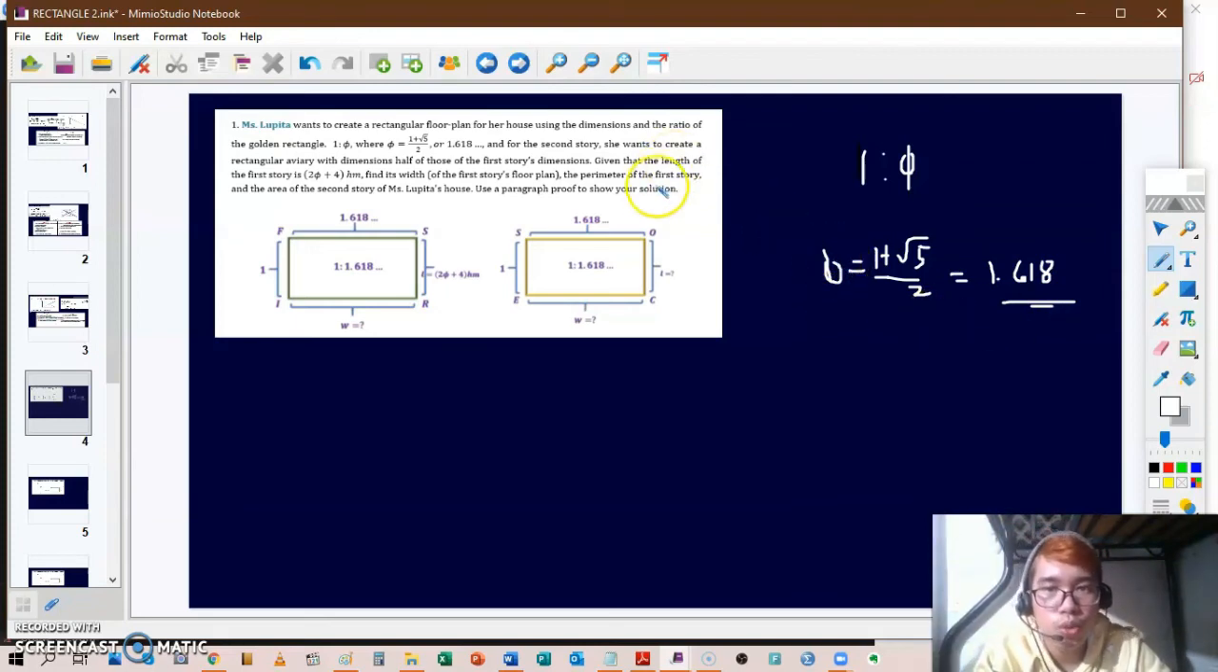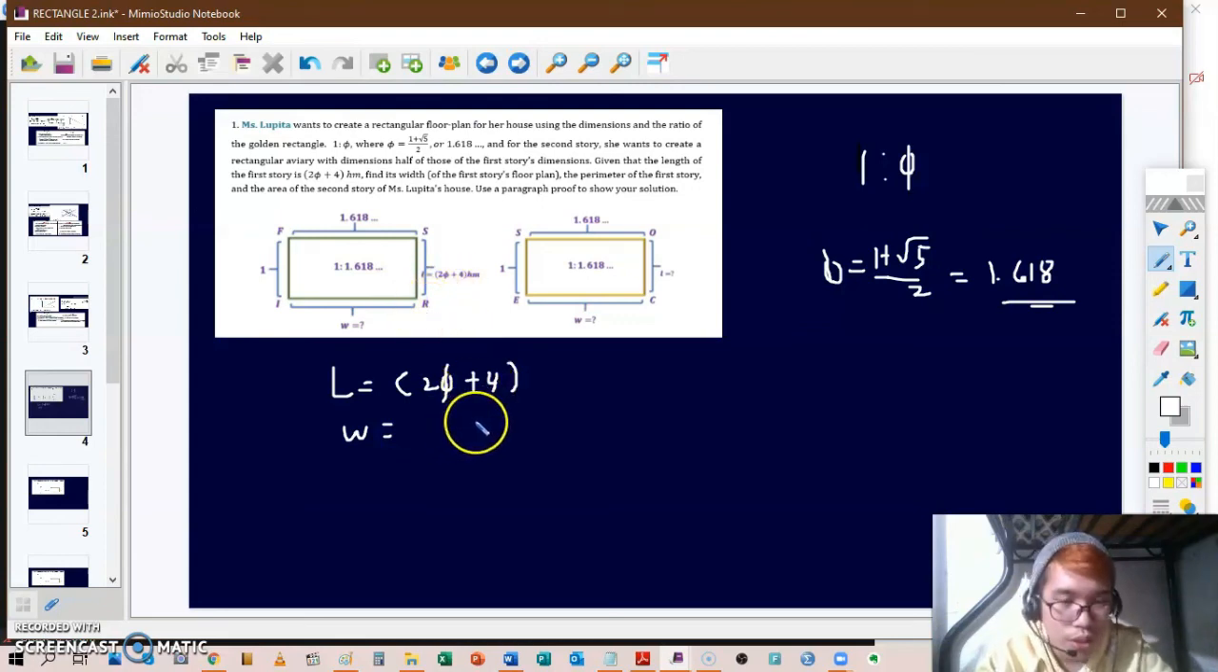And for the second story, she wants to create a rectangular aviary with the dimensions half of those of the first story's dimensions. So given that the length of the first story is 2 phi plus 4 hectometers, find its width. We need to find the width of the first floor, the perimeter of the first story, and the area of the second story.